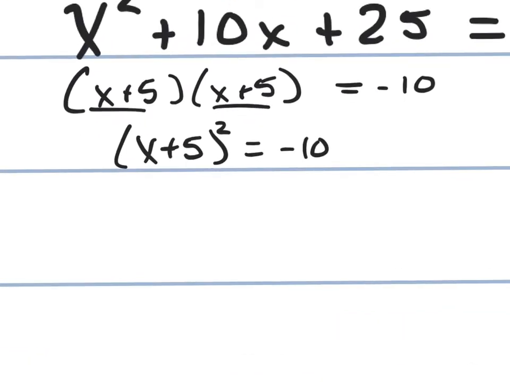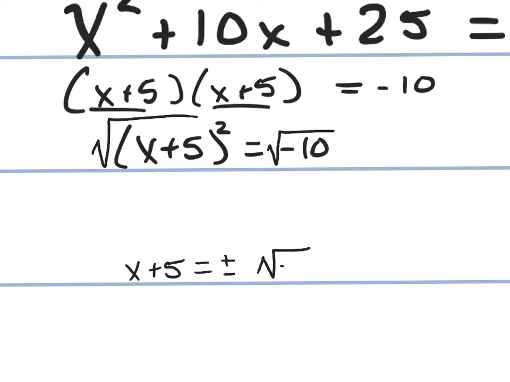So how are we going to deal with that x plus 5 squared? All right, we're going to square root this side. We're going to square root this side. And we get x plus 5 is equal to plus or minus the square root of negative 10. Help me deal with that square root of negative 10.